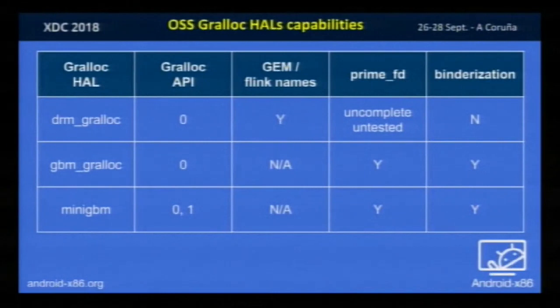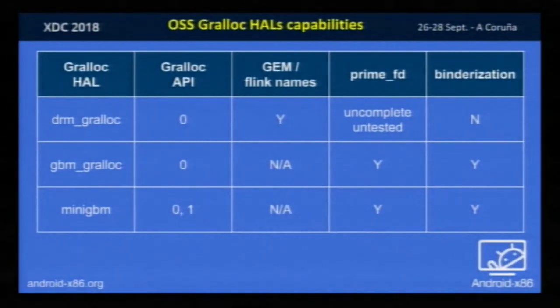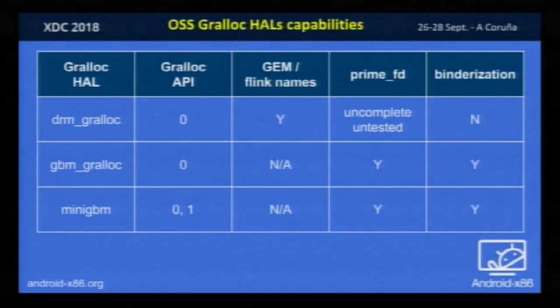And then moving to the last, mini-GBM. Mini-GBM, there are, in reality, two versions. One is from Intel and one is from Chrome OS. And they are, let's say, a little bit more advanced compared to GBM gralloc in terms of capabilities. So they support gralloc API 1.